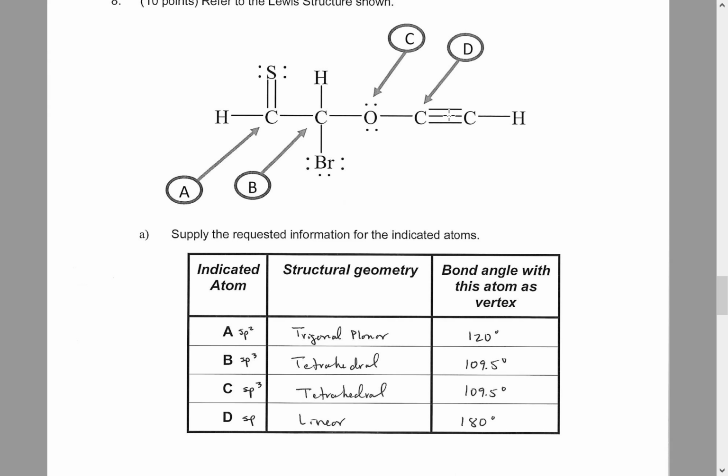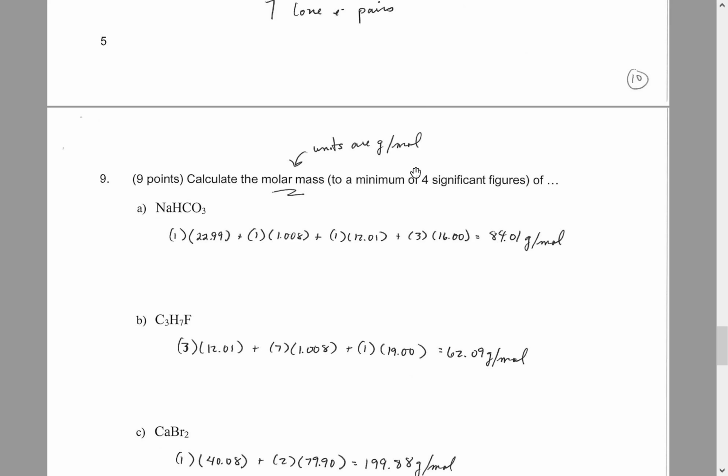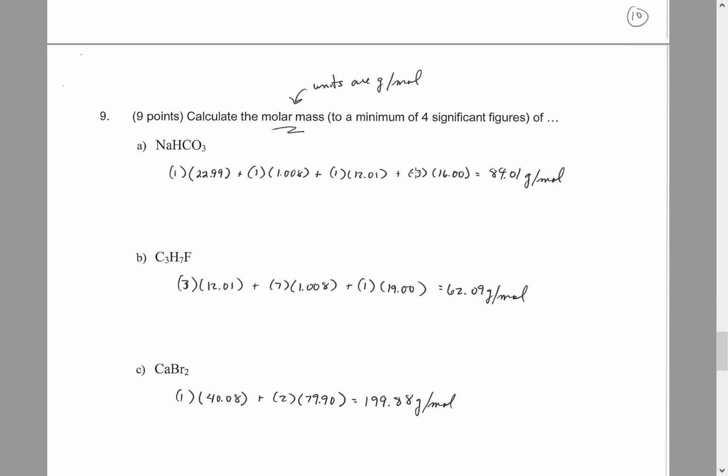The next question was let's count lone pair electrons. I get 1, 2, 3, 4, 5, 6, 7. 7 lone pair electrons. For this next 3, each with 3 points apiece, you need to calculate the molar mass. So the units of molar mass for compounds and for elements, for anything, are grams per mole. So the units needed to be grams per mole.